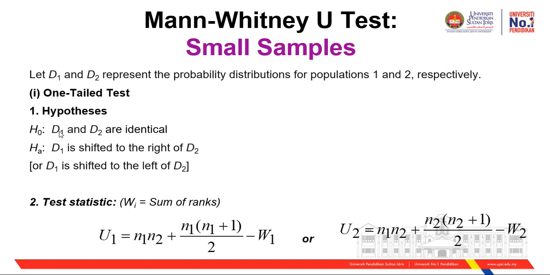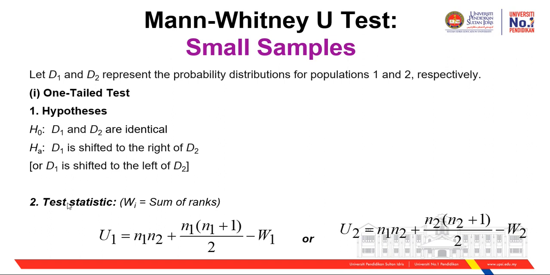For instance, you let D1 and D2 represent the distribution for population 1 and population 2. So you may write down that D1 and D2 are identical. Because this is a one tail test, D1 is shifted to the right of D2. Or if this is a left tail test, it becomes D1 is shifted to the left of D2. This is the one tail test. You might also mention here for hypothesis null, for instance, identical distribution.